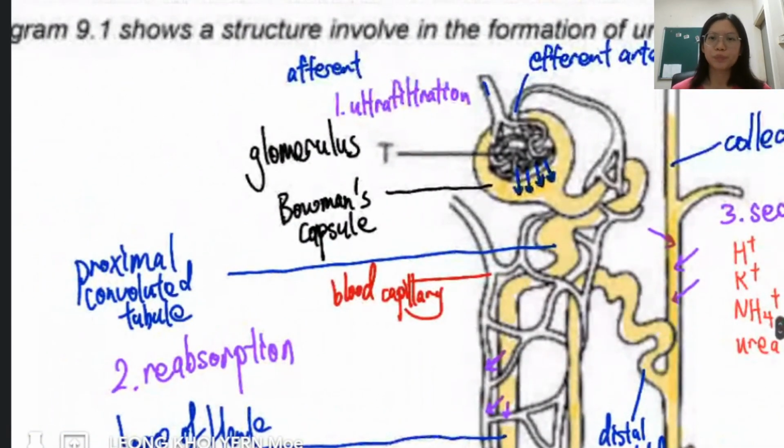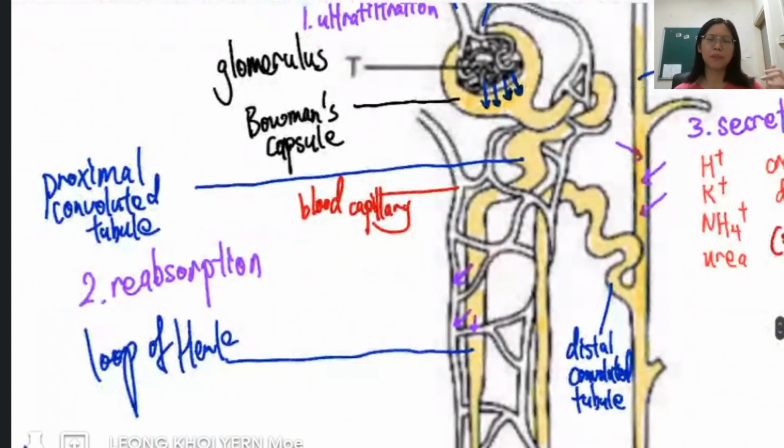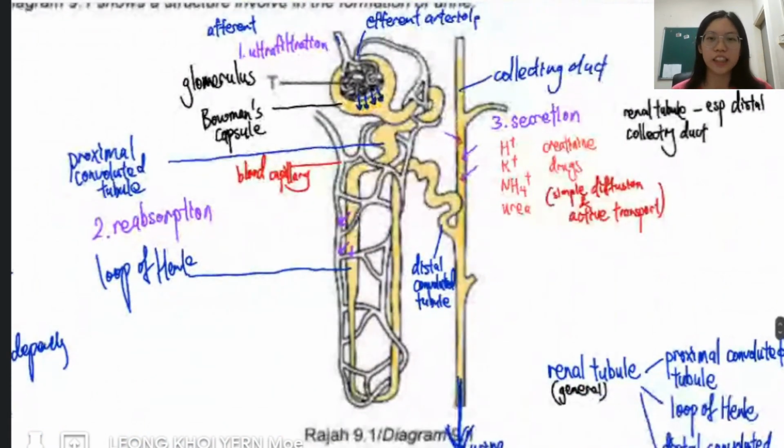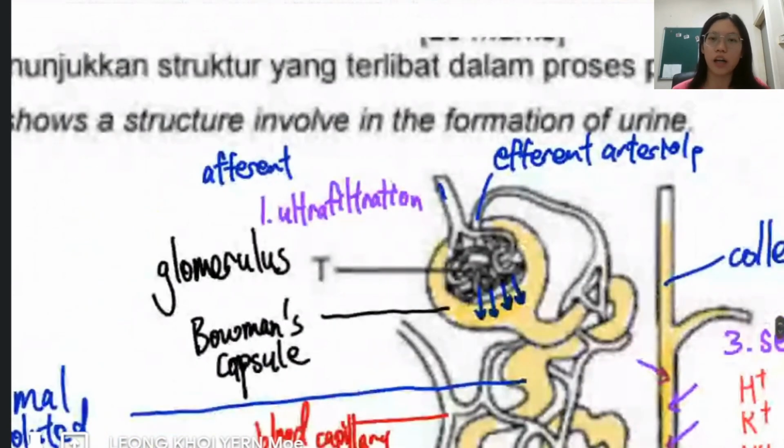So many processes to remember. Which one is the most important? The most important is ultrafiltration, because most of the time they like to ask about ultrafiltration, as that's the easiest to answer. If it's a very long essay question, then they probably want you to explain the whole situation, all three processes. But normally they just focus on ultrafiltration, so you have to take note.